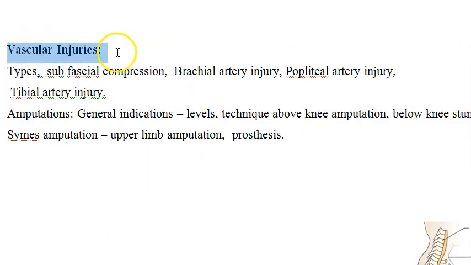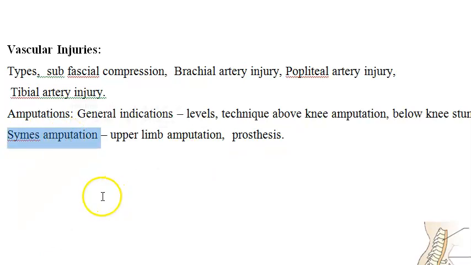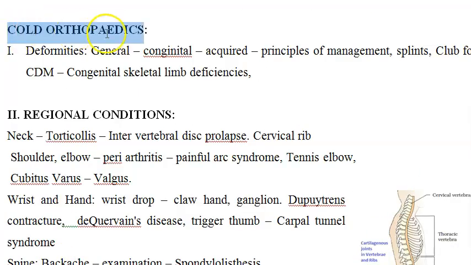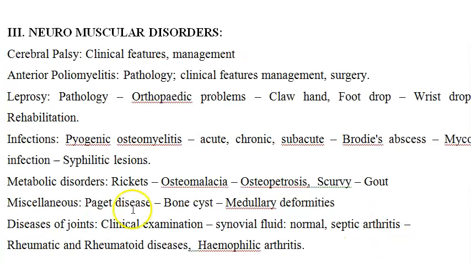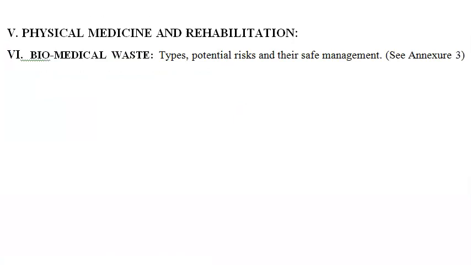Then vascular injuries, they are talking about artery injury, all the artery injuries, subfascial compression, amputations, okay. Some names here for amputations. Syme's amputation, or is it Symes? Then there's some terminology called cold orthopedics, under which they have given deformities, regional conditions. What else is there under this? Neuromuscular disorders, bone and joint tuberculosis, physical medicine, rehabilitation, and as usual biomedical waste.